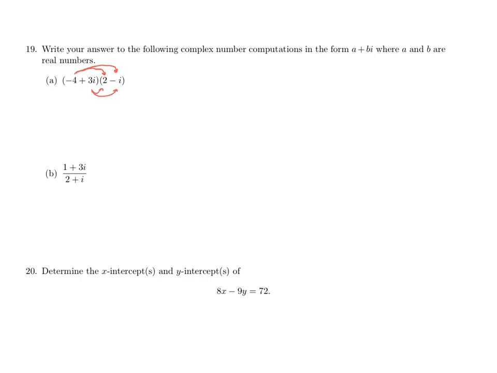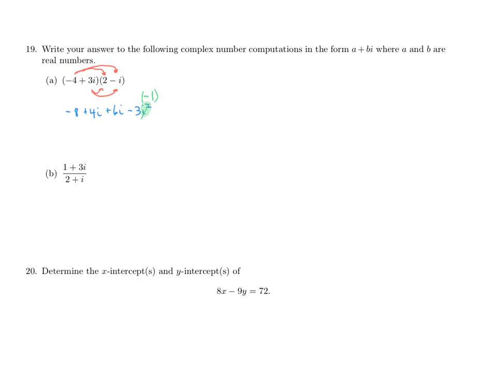So negative 4 times 2 is negative 8. Negative 4 times negative i is plus 4i. 3i times 2 is plus 6i. And 3i times negative i is negative 3i squared. So now you want to combine your like terms, and remember that you cannot have an i raised to a power, and it's not considered simplified. So this i squared, remember that that becomes a negative 1.